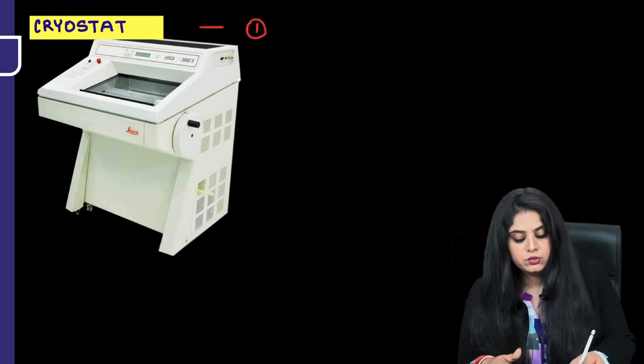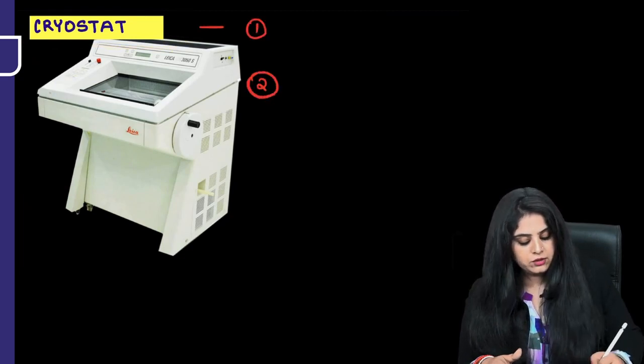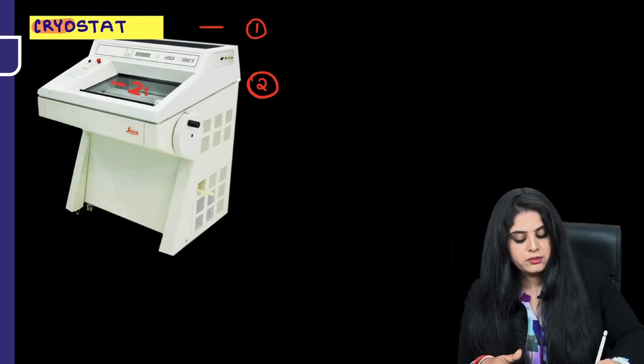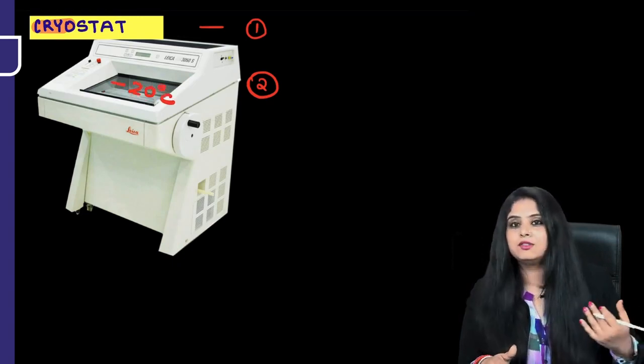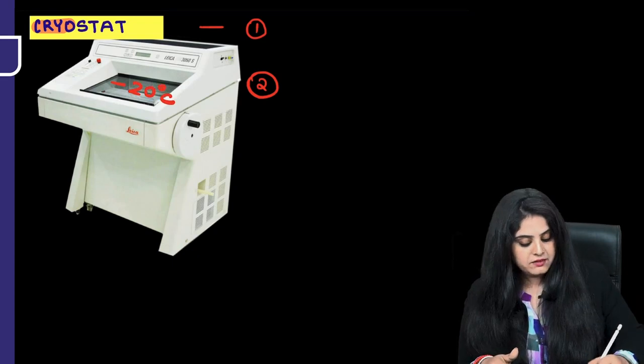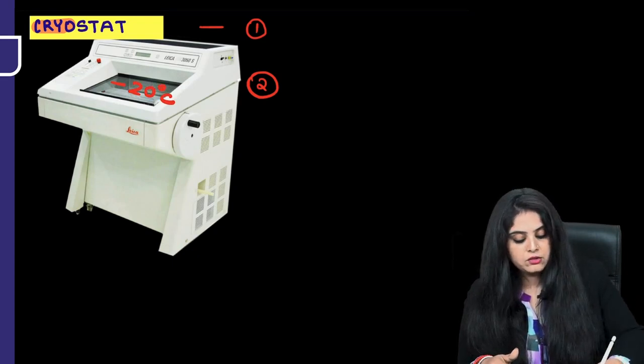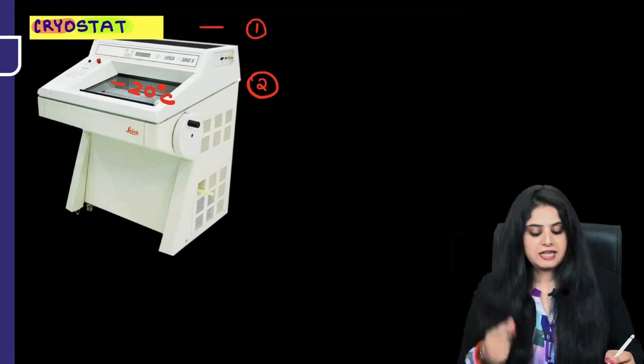Now let's move forward. There is a machine called cryostat. So please remember, cryostat has 2 uses. Firstly, break the word cryostat. Cryo will tell you that the temperature inside this machine is going to be minus, like minus 20, minus 25 degrees. And the word stat is going to tell you that we are going to get a stat diagnosis.